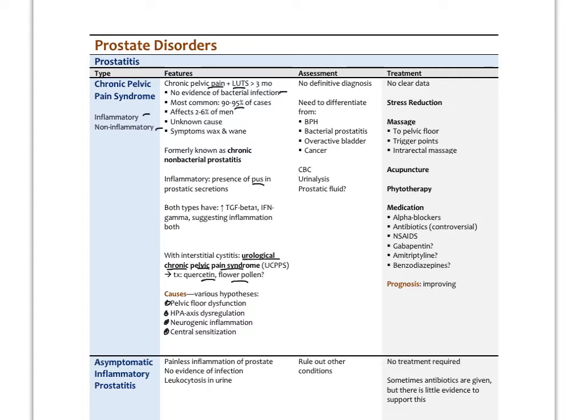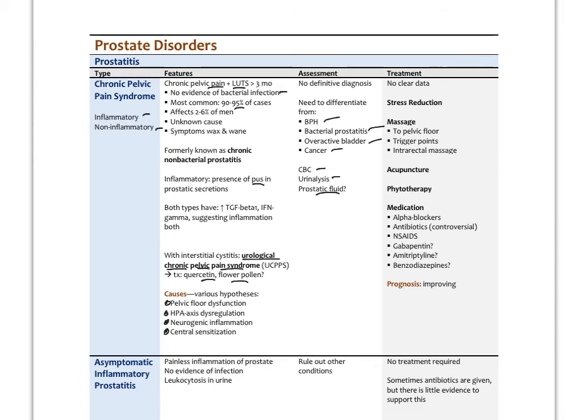There's no definitive assessment for this, but we need to differentiate chronic pelvic pain syndrome from BPH, bacterial prostatitis, overactive bladder, and prostate cancer. And so we might use CBC, urinalysis, potentially prostatic fluid assessment. Again, I put a question mark there because it's not a standard therapy to use. Usually we can get a pretty clear picture of this doing our standard workups, history and physical, to narrow it down to chronic pelvic pain syndrome.